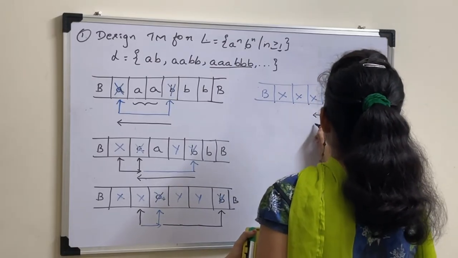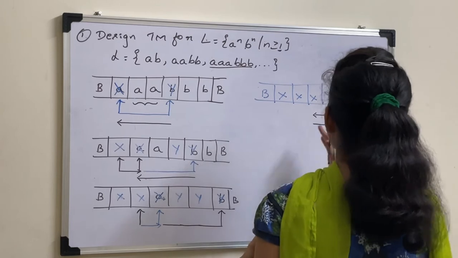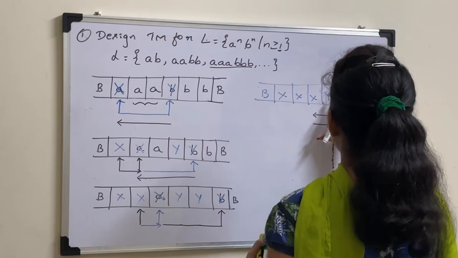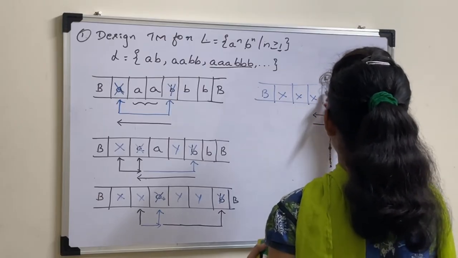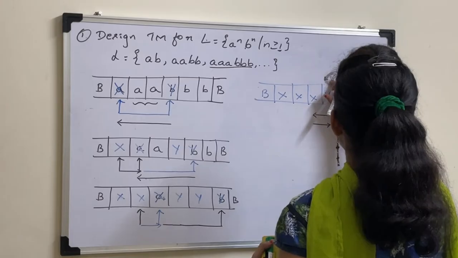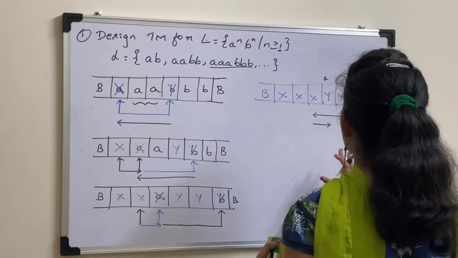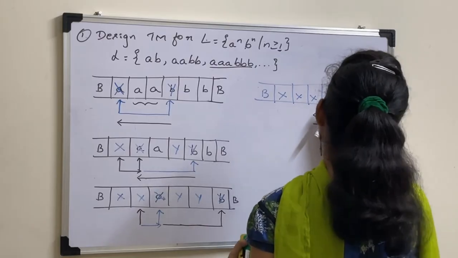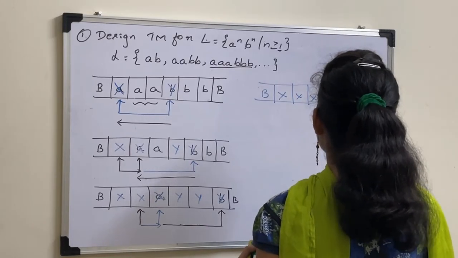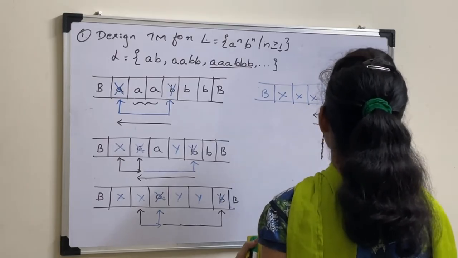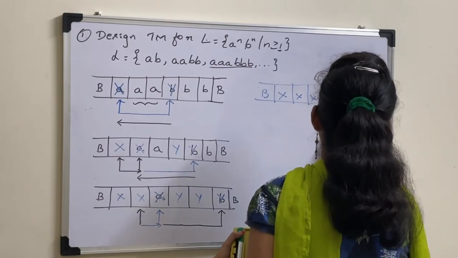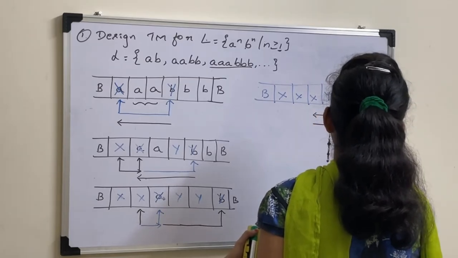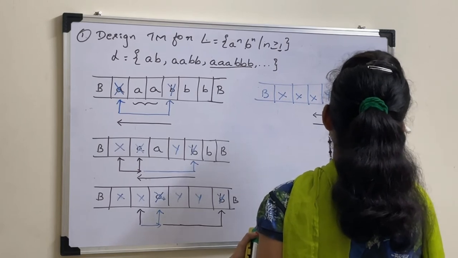After this, again the same process. Move one position to the right in order to check whether there are any other input symbols left in this tape or not. Say suppose we have one more A, again we need to read that. So in order to check whether there are any A's left on the tape, we need to move one position to the right. Now the input symbol is Y. What does it indicate? It indicates that there are no A's left in the input tape. So from this, you need to read one symbol at a time until you get the blank space.